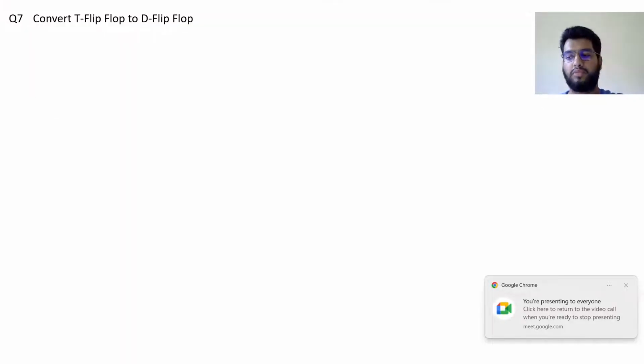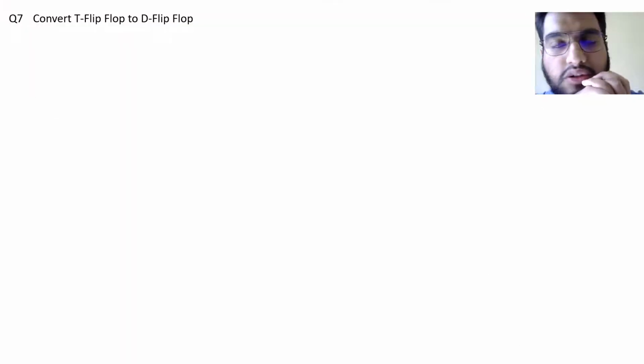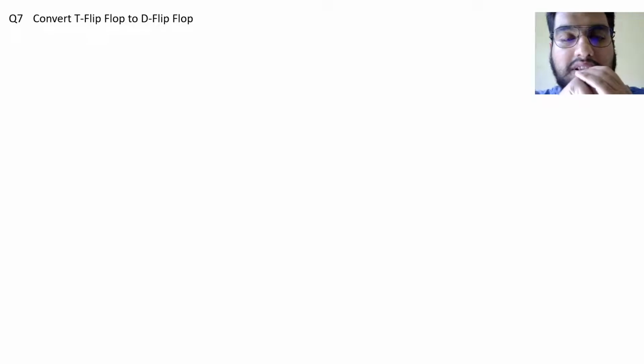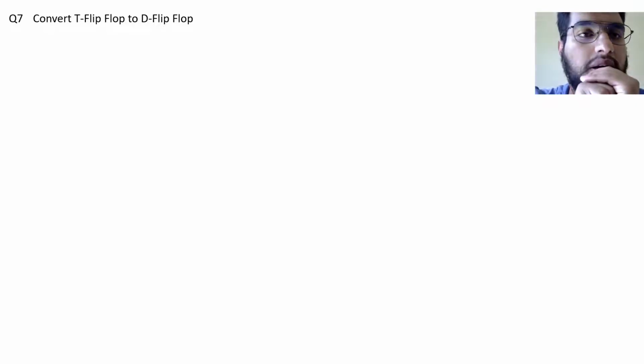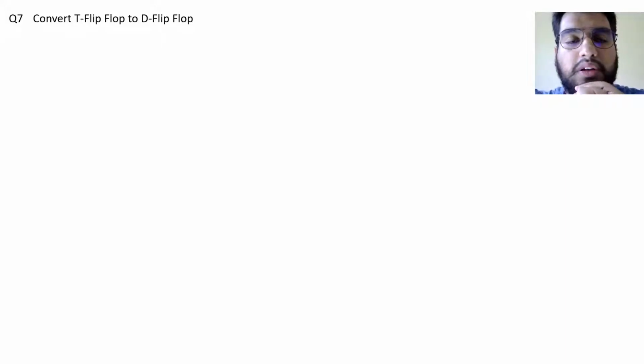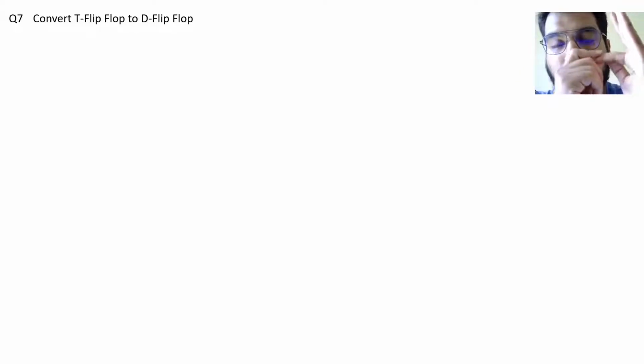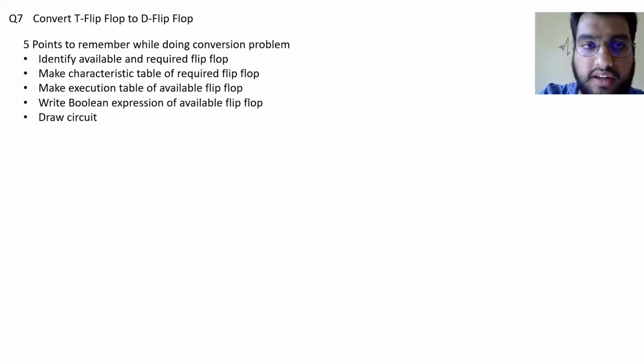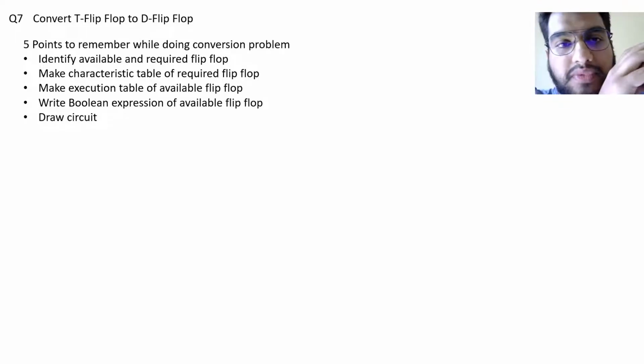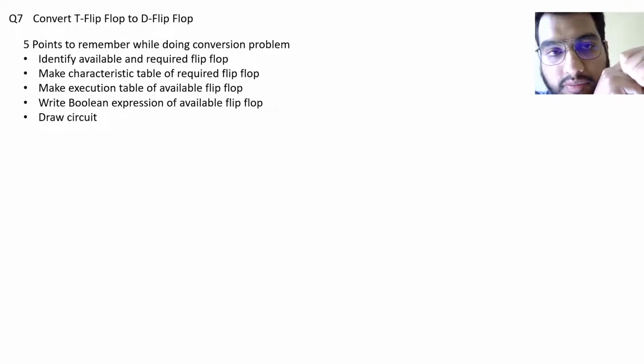So this is a conversion problem. The question says to convert a T flip flop to D flip flop. The reason I have this question, I have a couple of questions like this. First, I want to give a bit of theoretical perspective of this. So once we want to convert one flip flop to another flip flop, keep in mind 5 things, sequentially. Remember them in sequential order. So these 5 points are: first, identify the available and required flip flop. Second, make the characteristic table of the required flip flop.